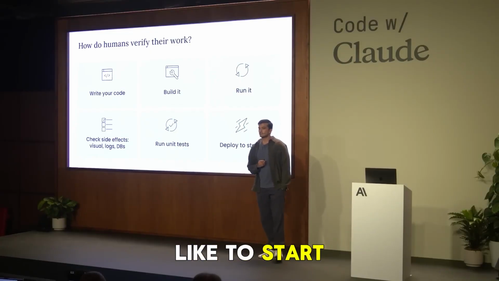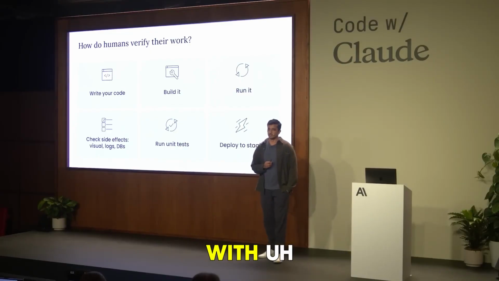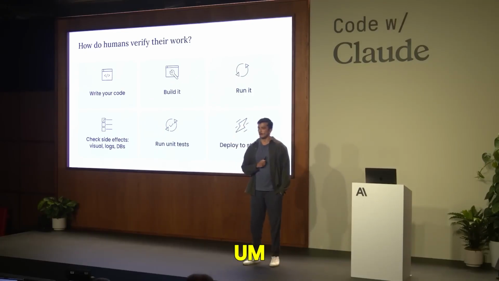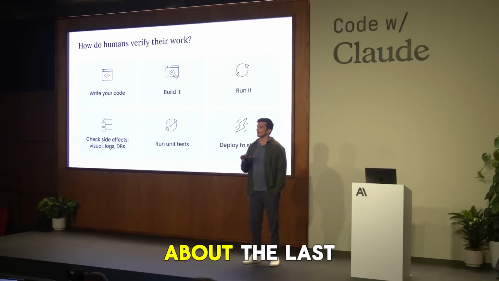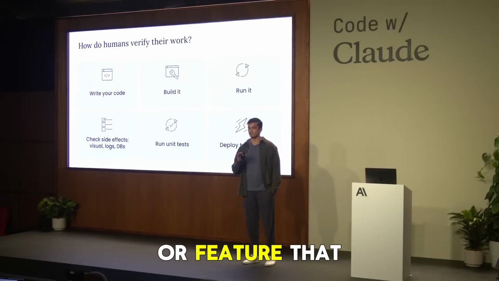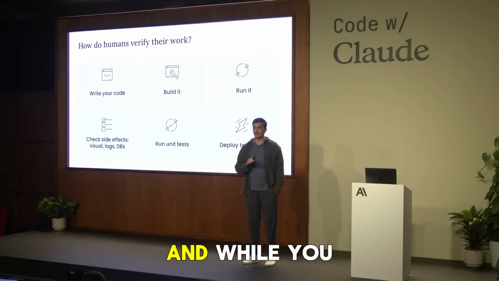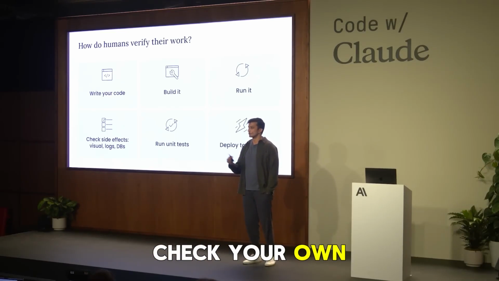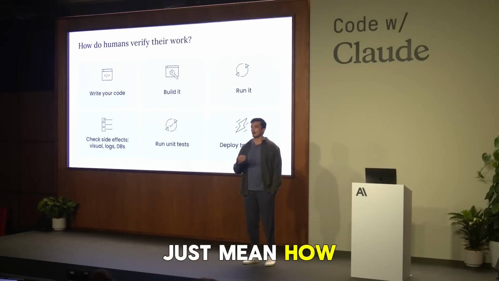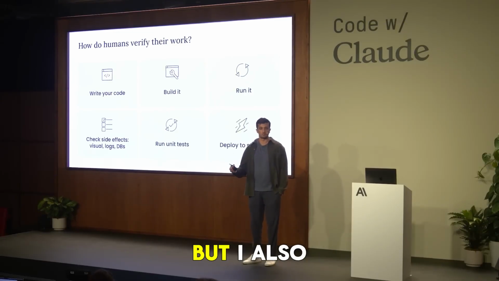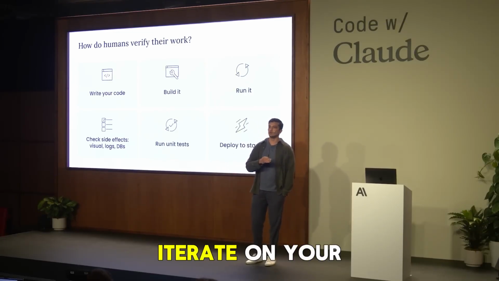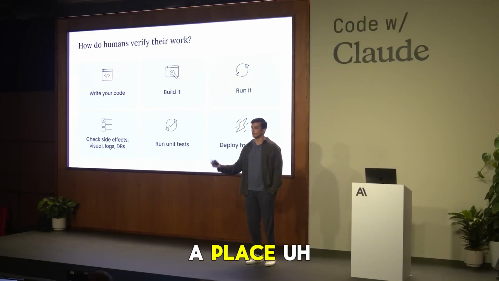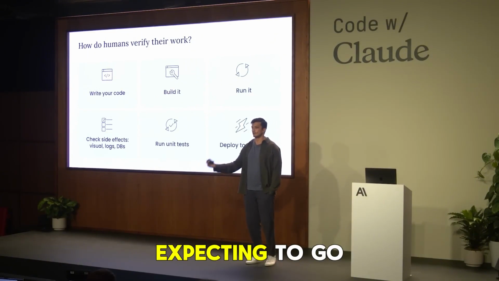So I'd like to start the verification section with a brainstorm for a minute or so. I'd like everyone here to think about the last software project or feature that you worked on. And while you were working on that feature, how did you check your own work? And I don't just mean how did you check the final output of your work, but I also mean how did you iterate on your work in a way that gave you confidence that you will end up in a place where you're expecting to go.